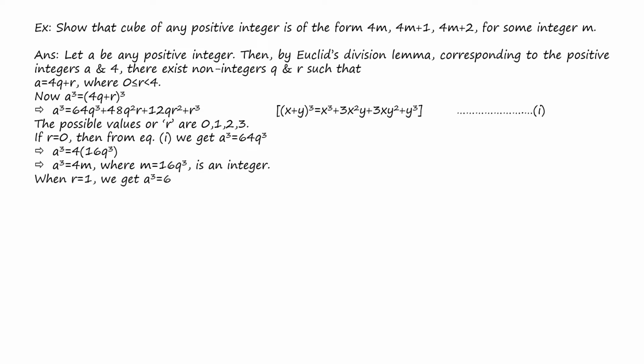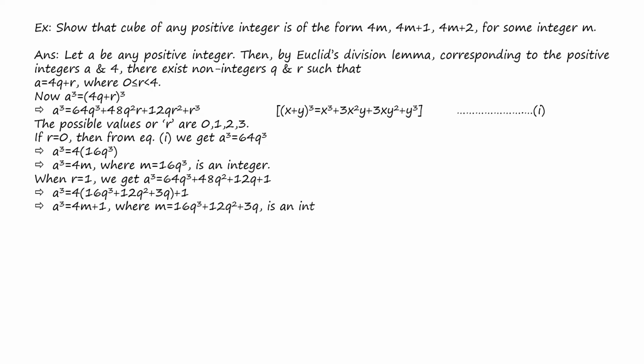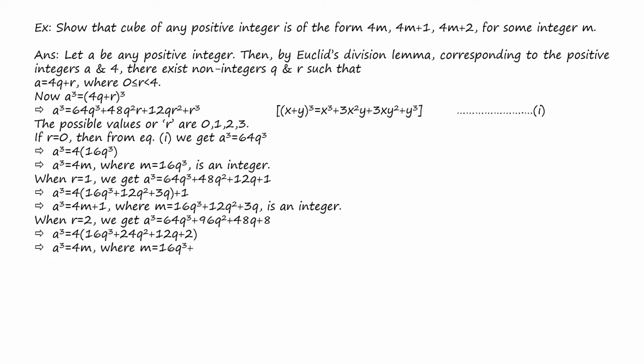It is an integer. When r equals 1, we get a cube equals 64q cube plus 48q square plus 12q plus 1, or taking 4 as common, 4 times (16q cube plus 12q square plus 3q) plus 1. So it is of the form 4m plus 1, where m equals 16q cube plus 12q square plus 3q, which is an integer. When r equals 2, we get a cube equals 64q cube plus 96q square plus 48q plus 8, or taking 4 common, we get 4 times (16q cube plus 24q square plus 12q plus 2). So it is of the form 4m, where m equals 16q cube plus 24q square plus 12q plus 2, which is an integer.